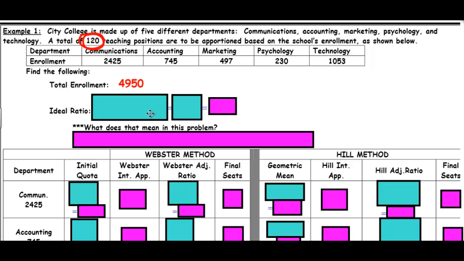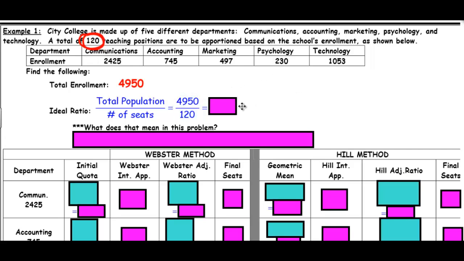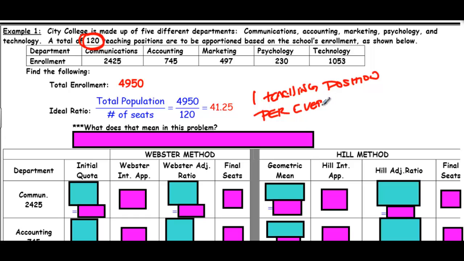Alright, so the ideal ratio is always our total population divided by the number of seats. Total population was 4,950, and we have 120 teaching positions that we are splitting amongst them. That means 41.25, so this means one teaching position per every 41.25 students.